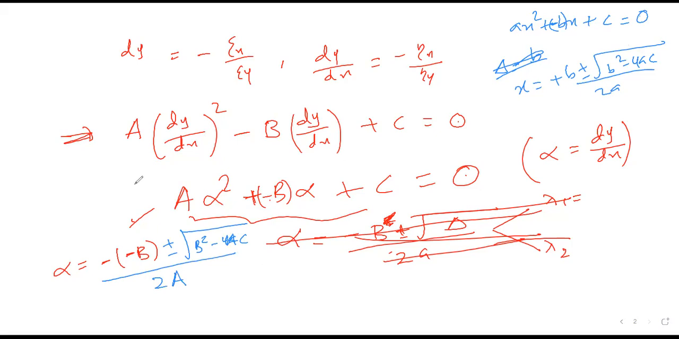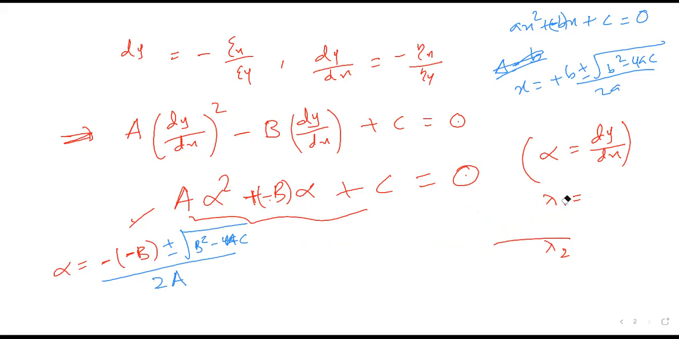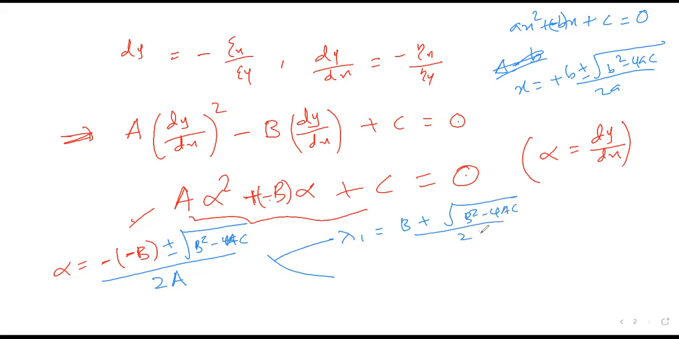So I will have two solutions for this equation. That will be like, let's take as lambda 1, lambda 2. That is, lambda 1 can be b plus square root of b squared minus 4ac over 2a, or lambda 2 can be b minus square root of b squared minus 4ac over 2a. So we will have two solutions in this hyperbolic case.